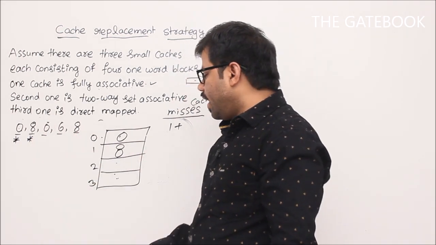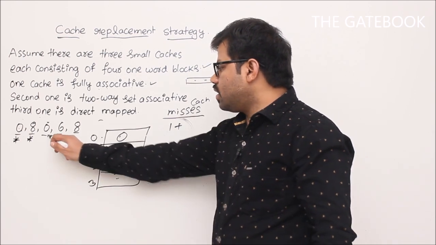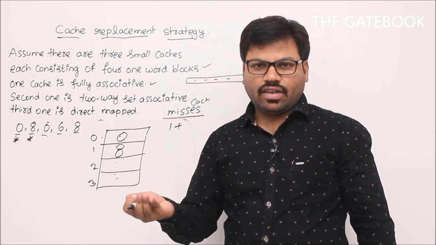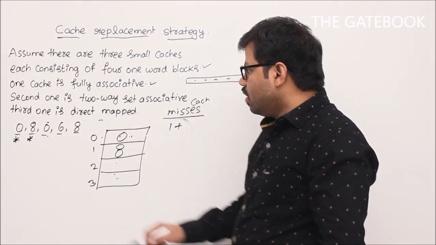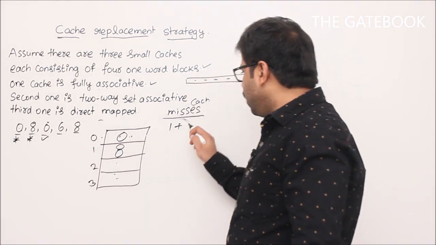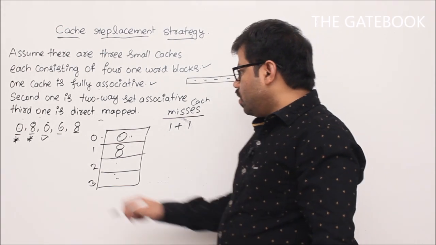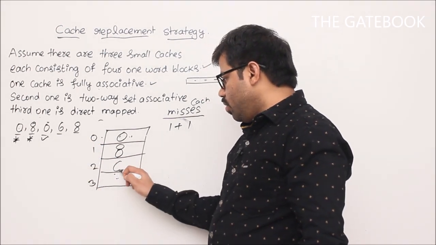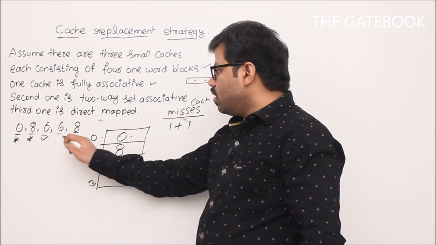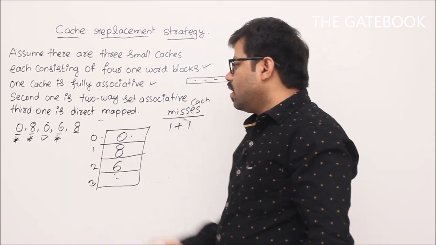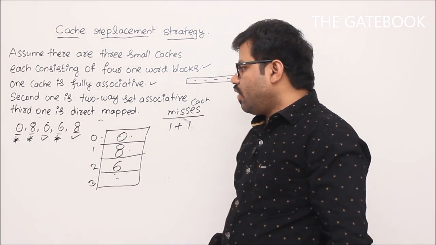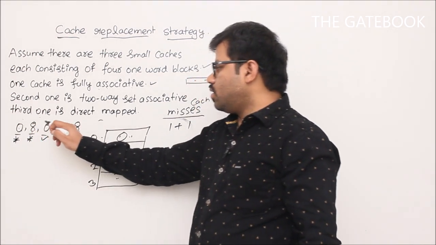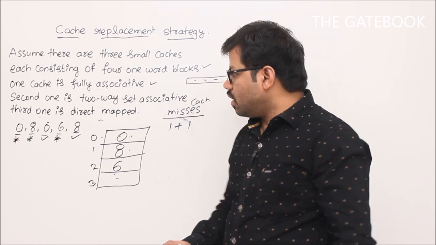Then again it's a miss, right? Then 0. This time it will hit, right? So there is no problem. We access the data, right? So hit, I can say. How many misses do we have so far? 2. Then 6. It is not available. Then keep it here. Again it is a miss. Then after that 8, because it is already there, it is a hit.